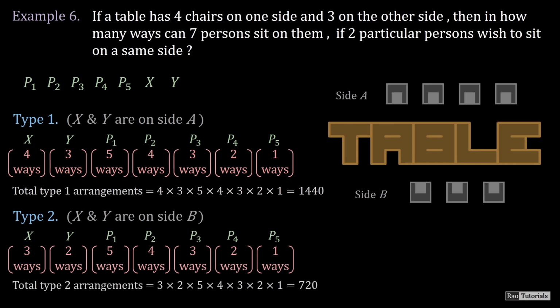Now the sitting arrangements can either be of type 1 or type 2. So by addition rule of counting principle, we have the total arrangements as 1440 plus 720, that is 2160.